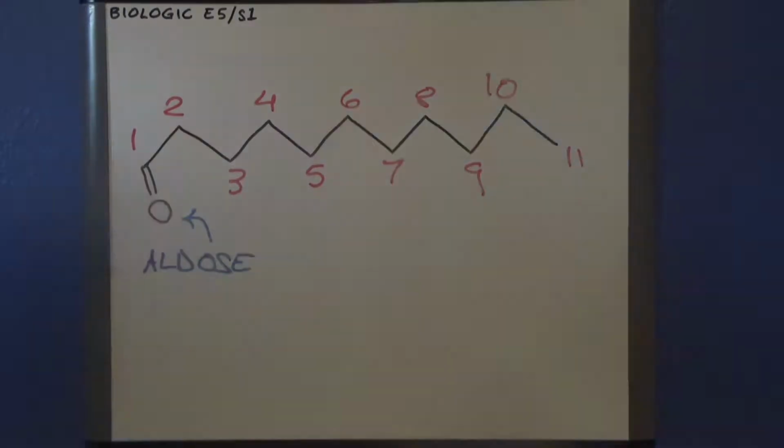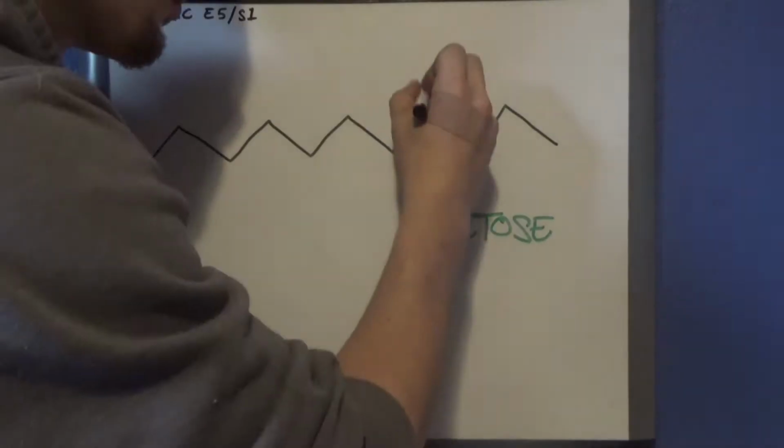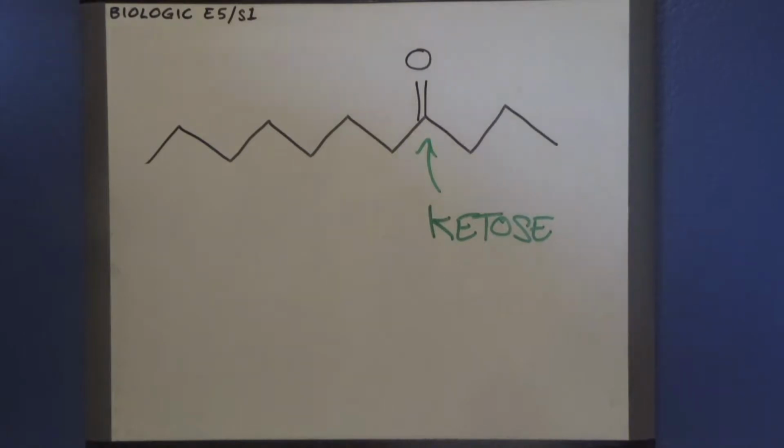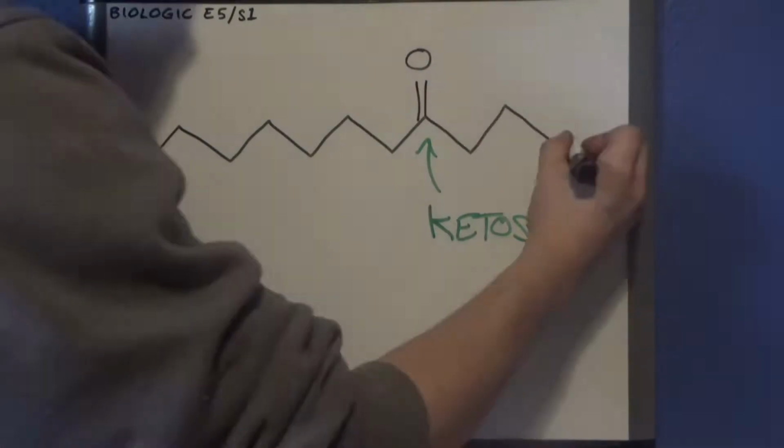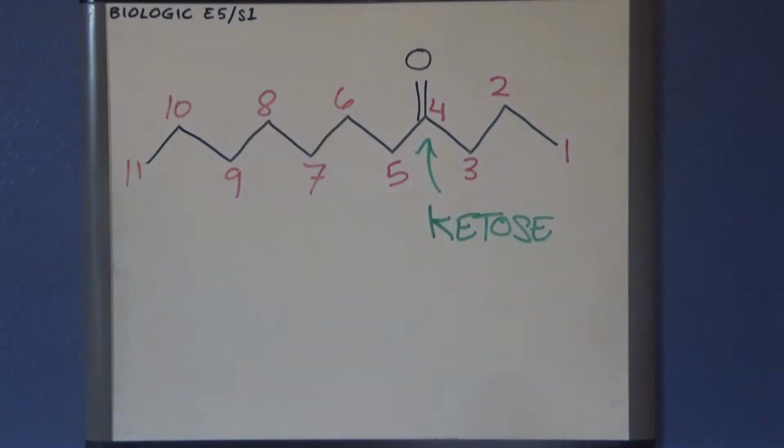What if the carbonyl group is a ketose, and it's somewhere within the chain? In this case, let's say it's near the right side, closer to the right end of the chain, but still somewhere within it. Well, in this case, the 1' carbon is simply the carbon atom on the far right end of the chain, as this is the nearest to the ketose. The numbering would then go sequentially from right to left.